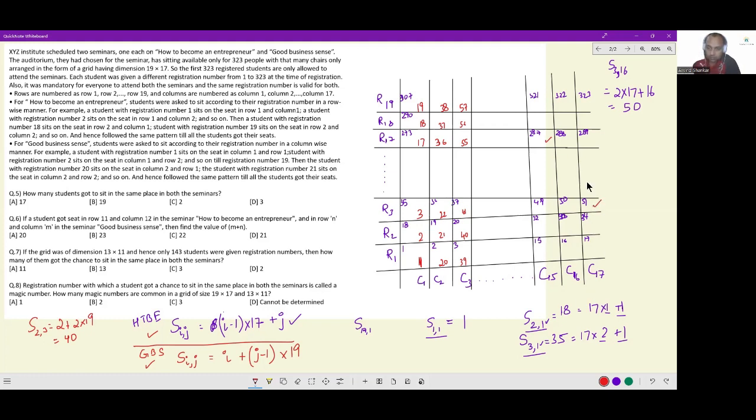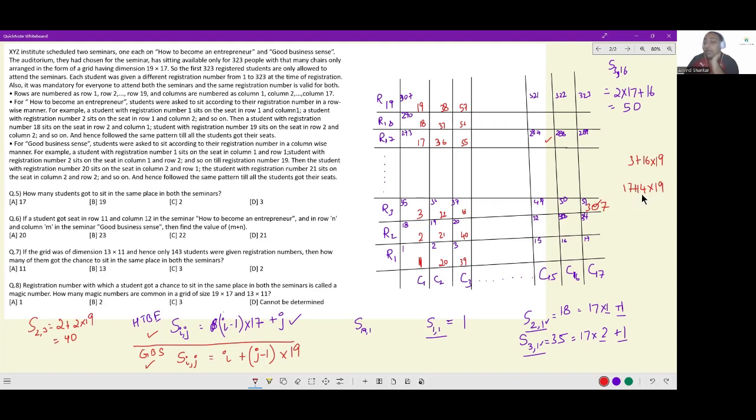This is row 3, column 17. So the number is going to be 3 plus 16 into 19. 16 into 19 is 304. So the person sitting here will be 307. 304 plus 3 is 307. Or here it is row 17, column 15. So 17 plus 14 into 19.